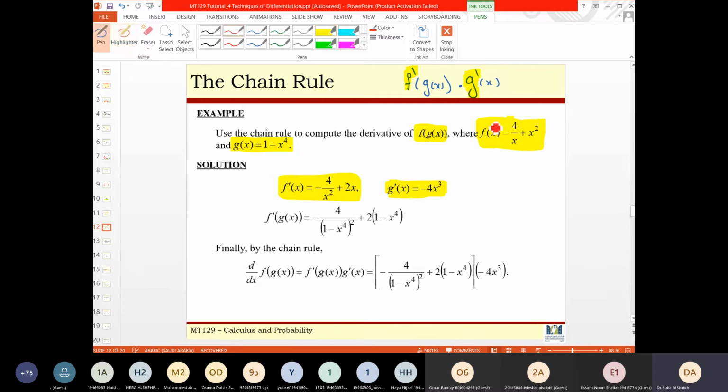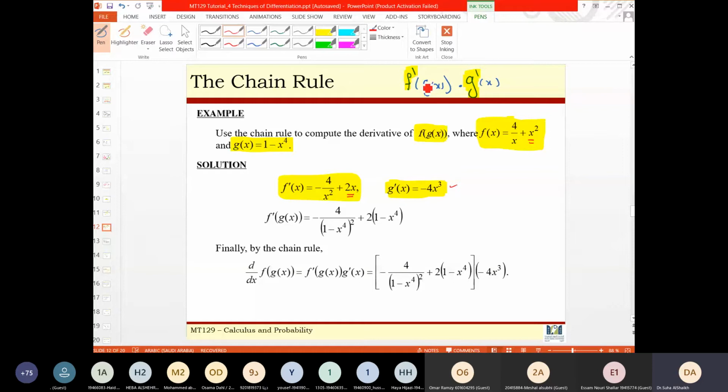You can see that F is 4 over X. The derivative of 4 over X is minus 4 over X square. The derivative of X square is 2X. The derivative of G now, this is G, it's 1 minus X to the power 4. It will be minus 4X to the power 3.